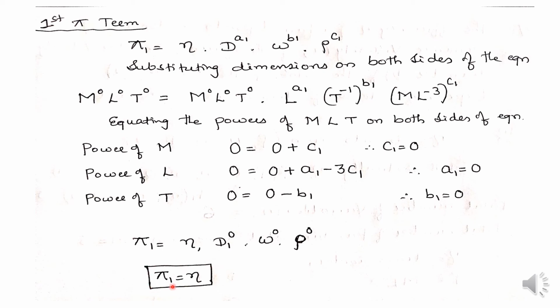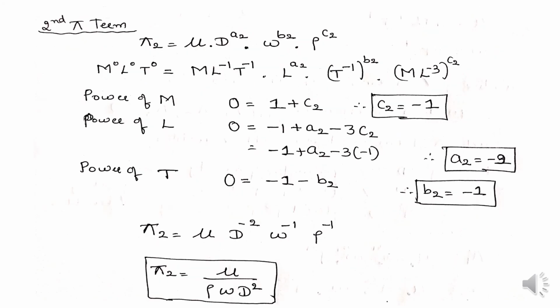So next, pi 2 is equal to viscosity into d to the power a2, omega to the power b2, rho to the power c2. Similarly, again writing the dimensions for the LHS and RHS of the equation. Pi 2 does not have any dimensions, so M to the power 0, L to the power 0, T to the power 0.